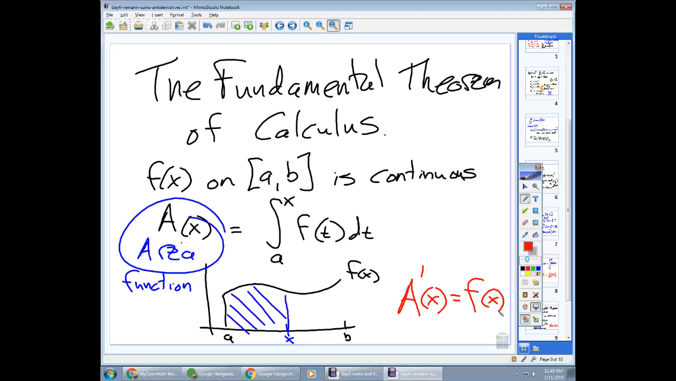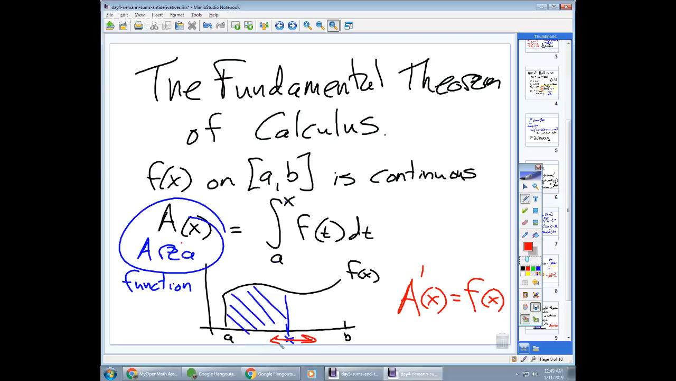So what does a derivative do? What did it tell us? Slope function. What's another phrase for slope? Not tangent line. Rate of change. A derivative says what's the rate of change of this function over whatever x is. So A prime must be the rate of change of the area, how the area changes as x slides back and forth.